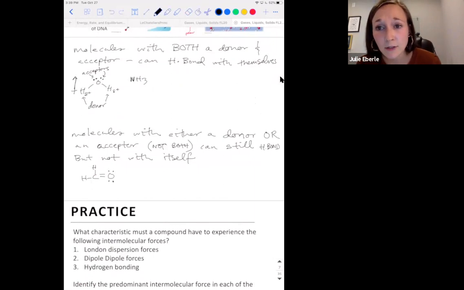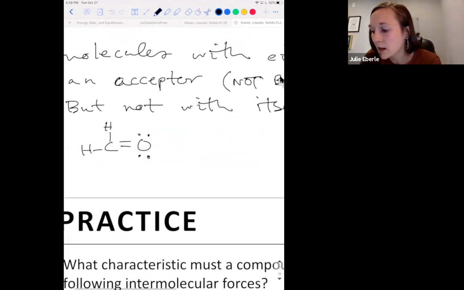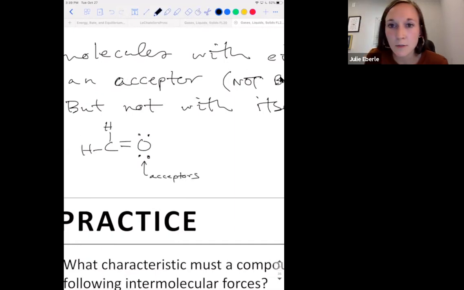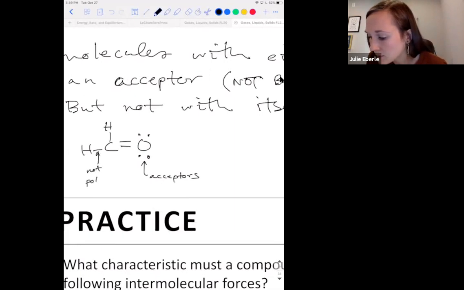This molecule has hydrogens in it. It also has an oxygen in it, but it does not have a hydrogen that is directly bonded to an oxygen, nitrogen, or a fluorine. So it has the lone pair on an oxygen, and these could be acceptors. But these hydrogens that are bonded to carbon, they are not positively polarized, okay? A hydrogen bonded to a carbon, that is never a polar bond. These bonds are not polar. So these hydrogens are not positively polarized.